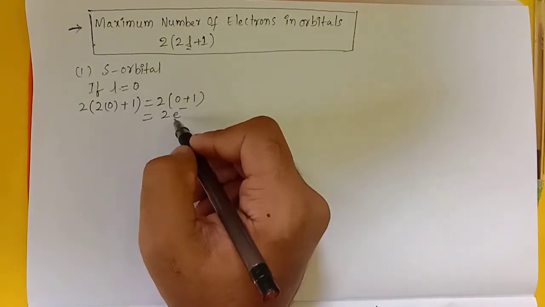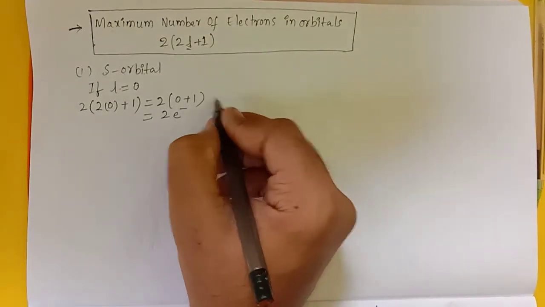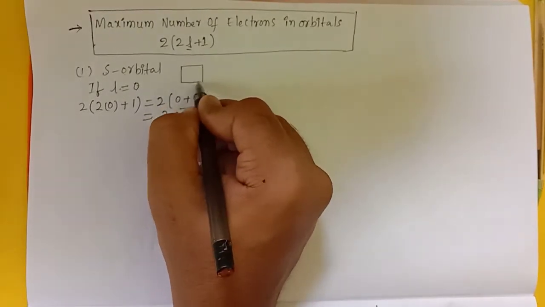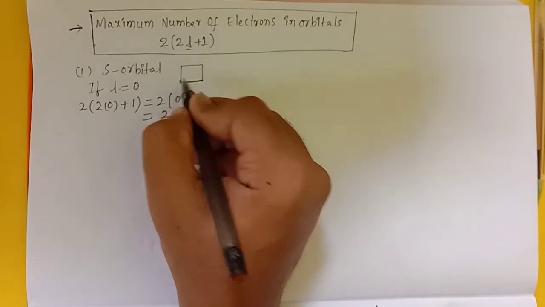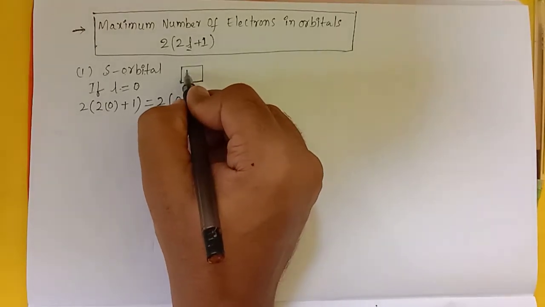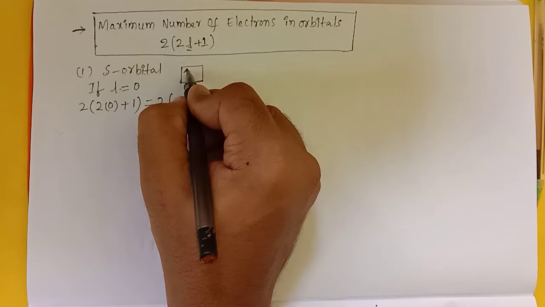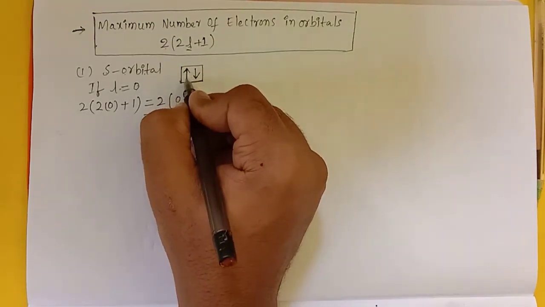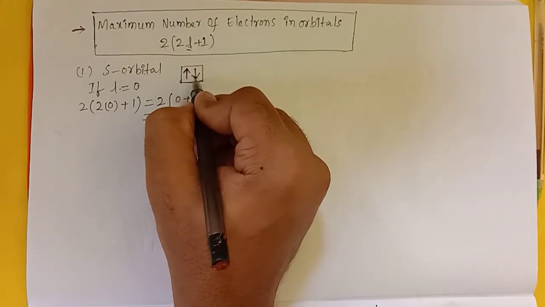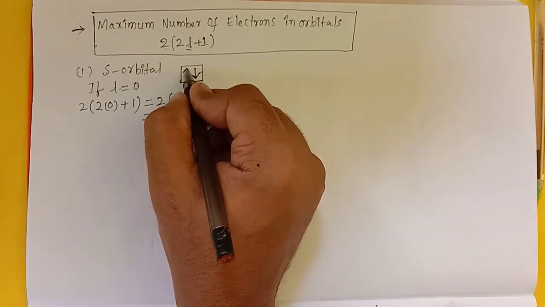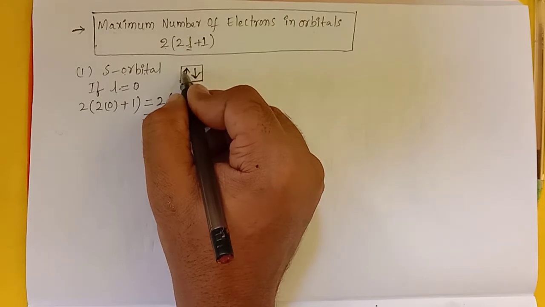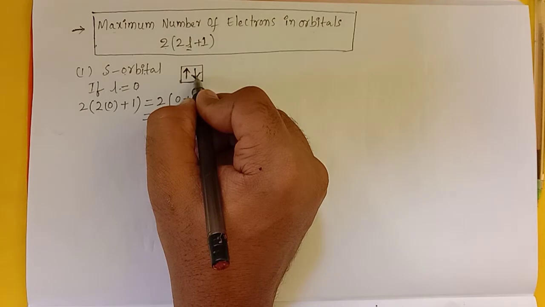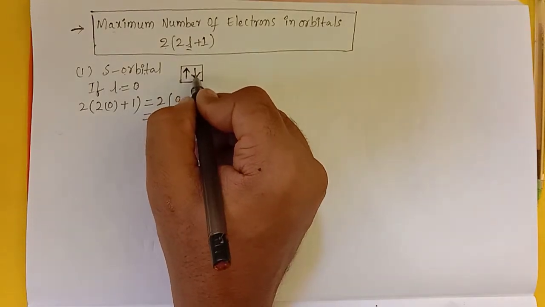S orbital contains how many electrons? 2 electrons. We know very well, for the S orbital how many boxes do we have to take? 1 box. How many electrons? 2 electrons. So we have to fill 2 electrons, one upward and another one downward. Electrons are represented with the arrow mark. Upward arrow is there and downward arrow is there, clockwise and anti-clockwise. We will discuss the direction of electrons later.